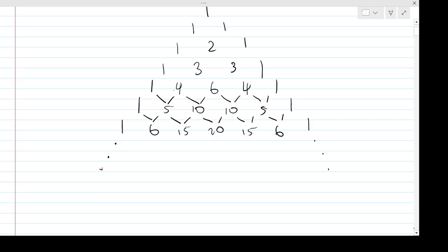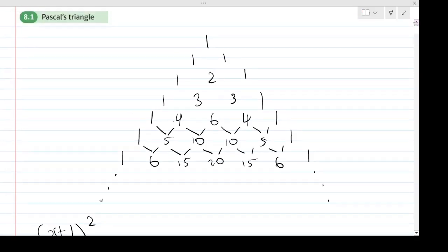So let's say we have (x plus 1) all squared. Now normally you could expand that, right, like this, and then you expand the two brackets. However, we're going to use this pyramid instead, or triangle. And so, how do we use this then?